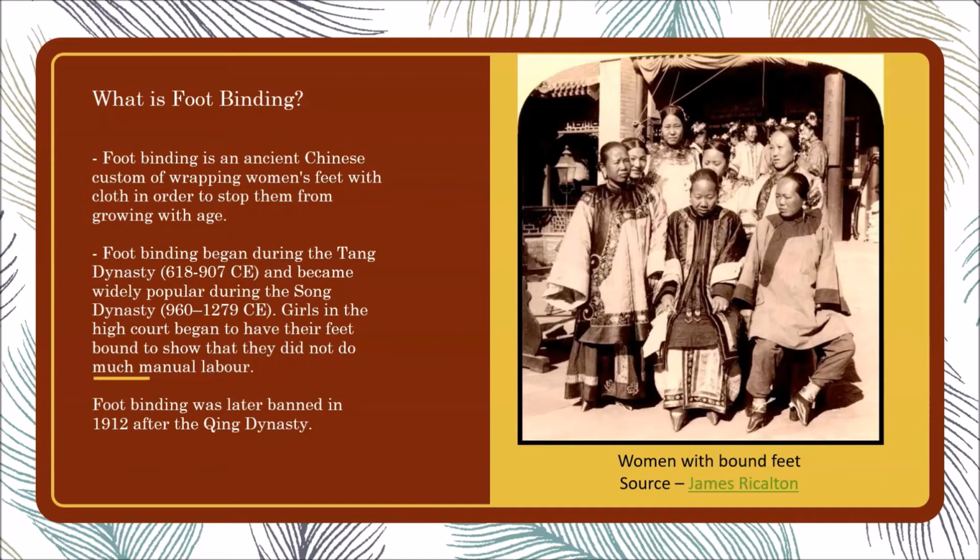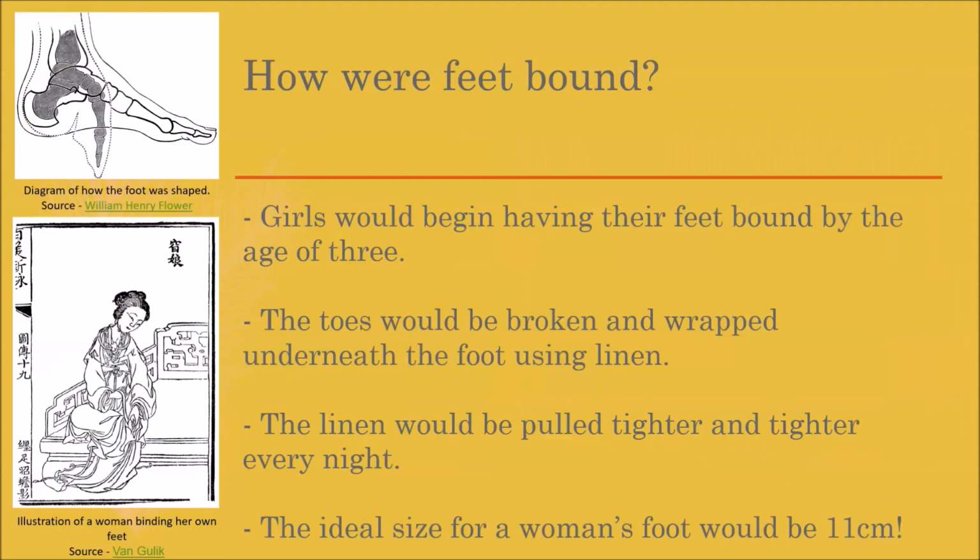And when I teach this, I find that a lot of students are really perplexed on how this could be attractive, and I'm perplexed in the same way. But it's much like how cosmetic surgery, for example, is considered to be attractive today. This was considered to be attractive at the time. It's a very, very cruel and inhumane practice. That's why it ended up being banned, but it existed for a long time and caused a lot of people a lot of pain. So how were feet bound?